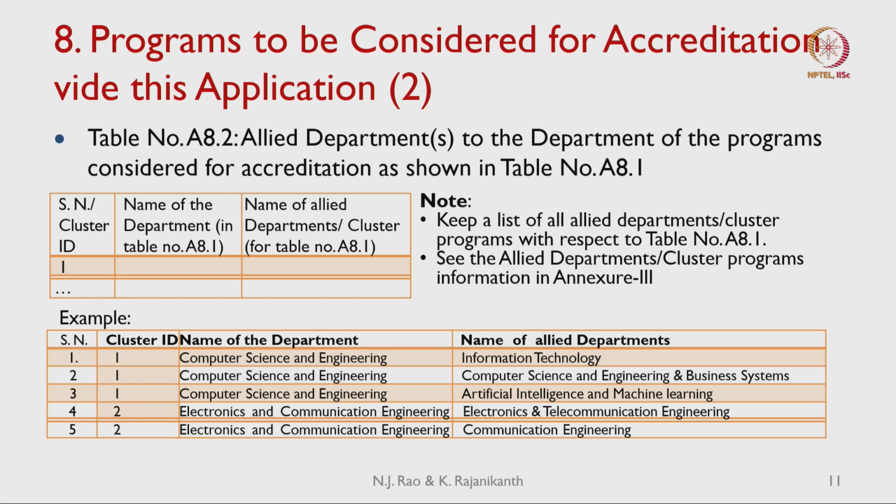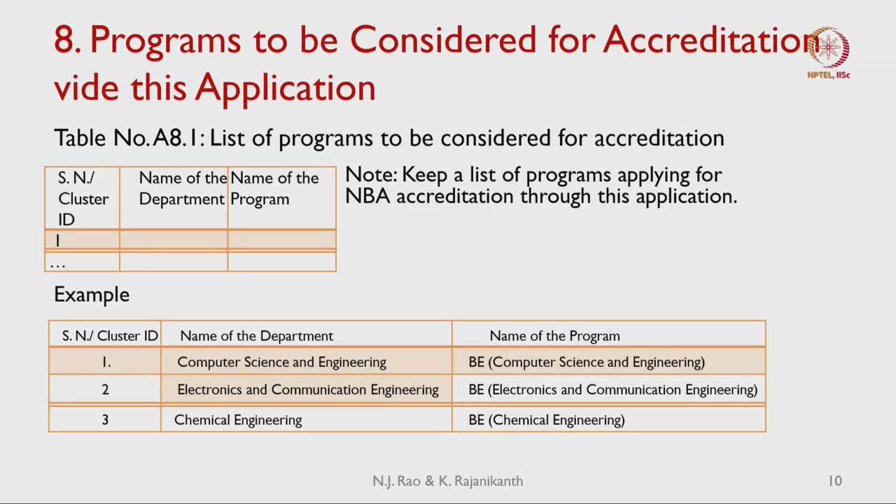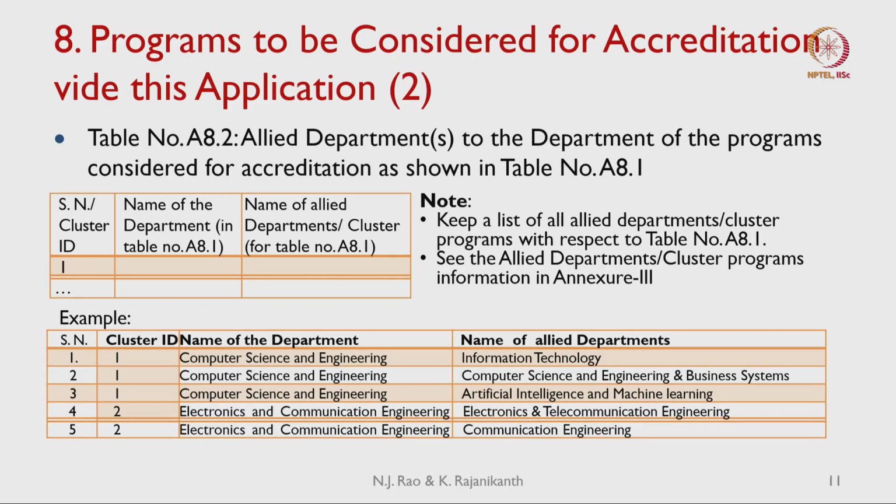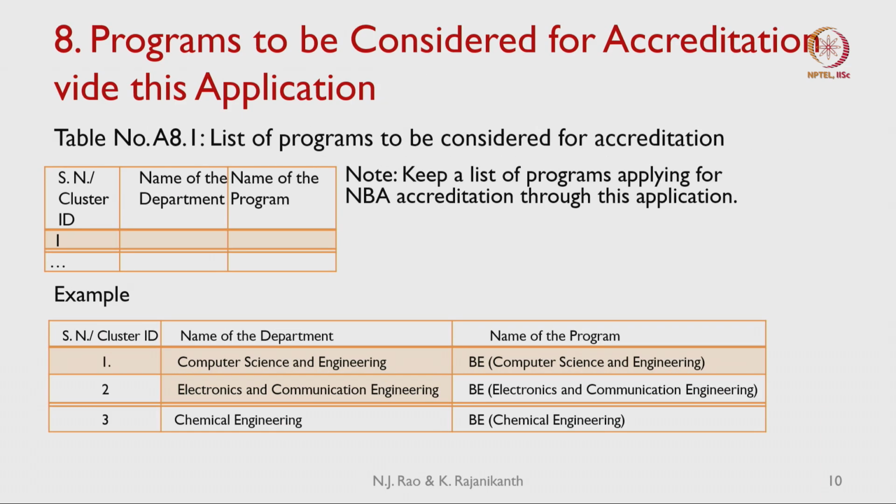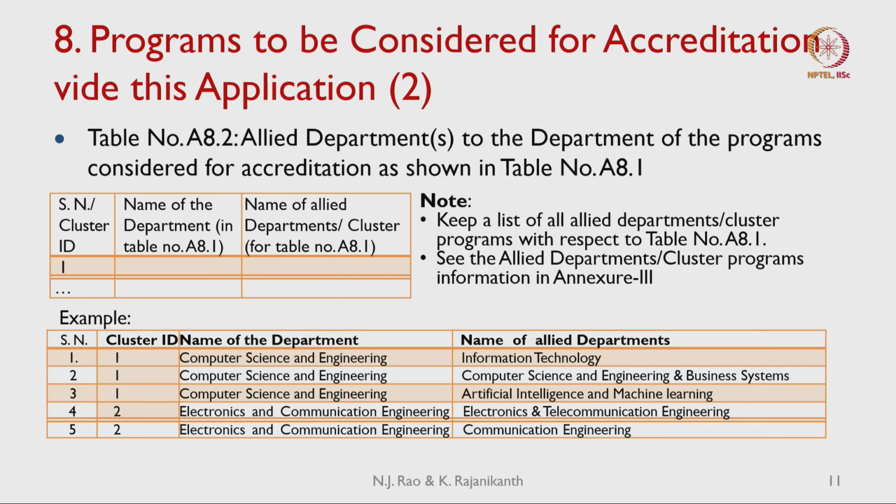Then we show clearly the name of the department, of the program for which accreditation is being sought. Here we have given the name of the department. Then the name of the allied departments or clusters. So, in this case, for example, Computer Science and Engineering is the name of the department. Does the institute have any allied departments like Information Science and Engineering, Computer Science and Networking, any such department? Name of the allied departments cluster.